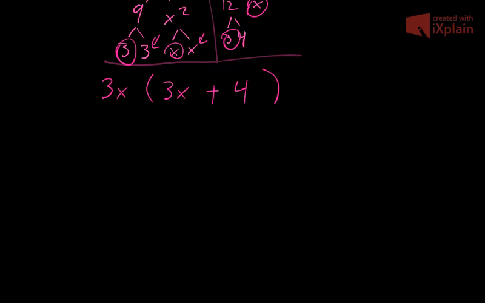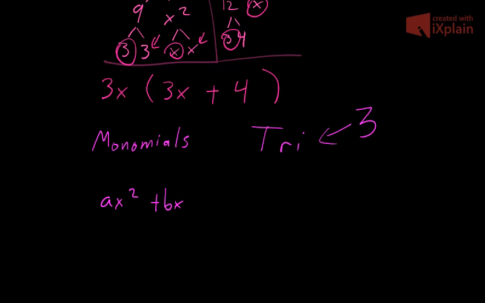Factoring trinomials, when we hear trinomials, I hope we think of monomials and tri. Tri, of course, means 3. So we have 3 monomials, and a monomial is just a bunch of stuff multiplied together. When we're talking trinomials, what it's going to look like is ax squared plus bx plus c. And this is what we're going to try to factor.